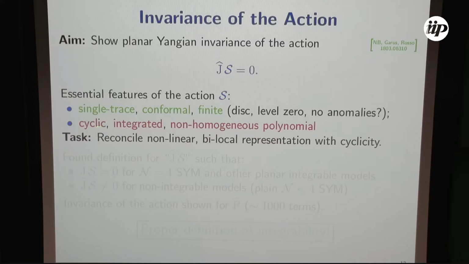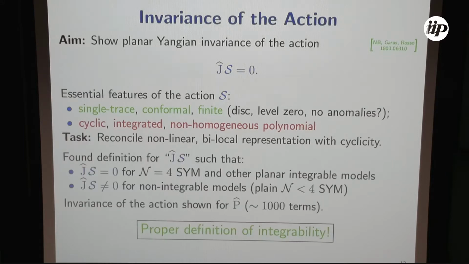But a problem is that it's cyclic. It's also integrated, so it's the integral of a Lagrangian, and it's a non-homogeneous polynomial, and all of these features are a bit difficult to reconcile with the Yangian symmetry, in particular the nonlinear aspects of the symmetry, the bilocal representation, and cyclicity. To realize all of these properties at the same time for the Yangian is difficult.